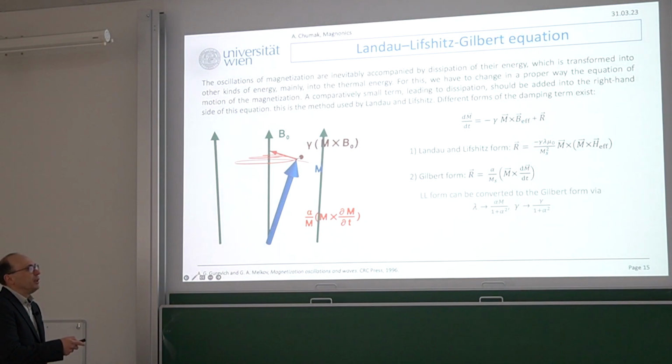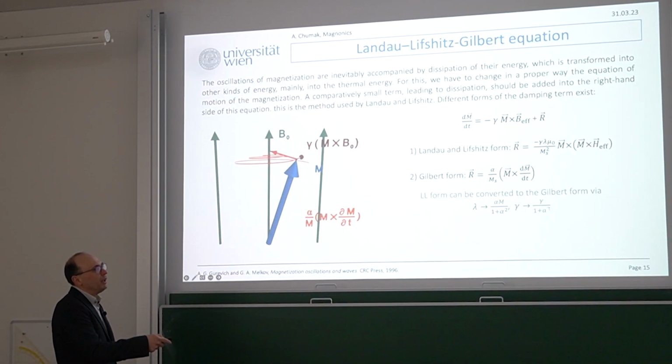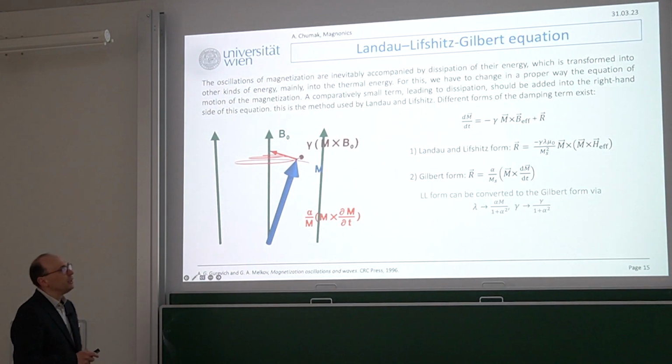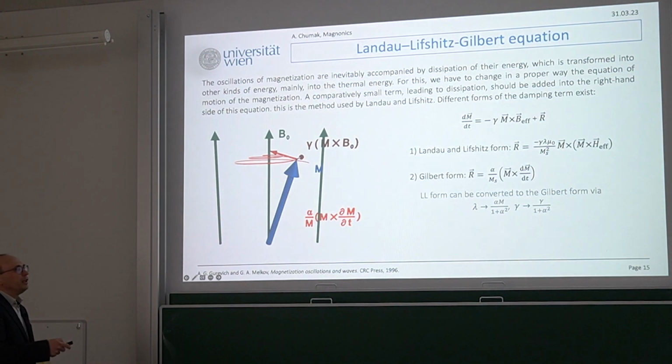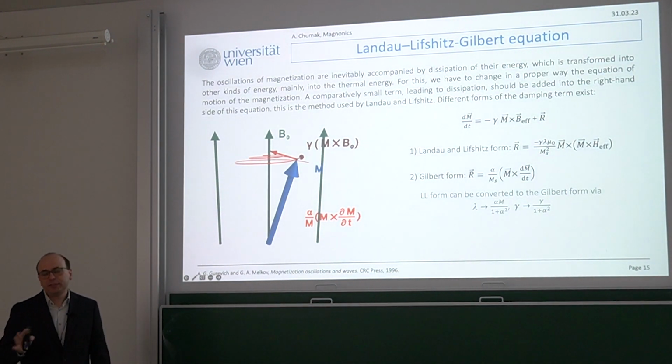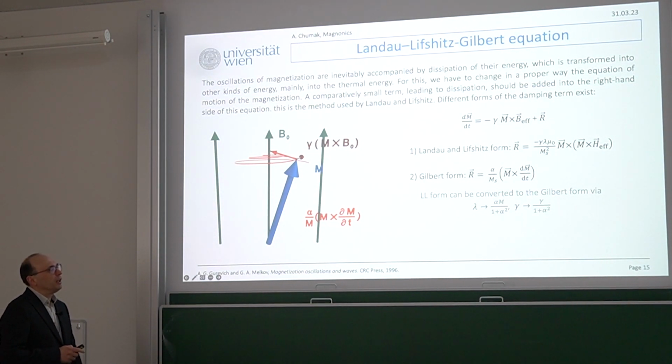But if you do the simplest mathematical substitution, instead of lambda you put alpha times M and this part, and instead of gamma you put gamma normalized by 1 plus alpha squared. If you plug everything into the Landau-Lifshitz form, you will end up with the Gilbert form. So it means that physically it's practically the same. It's just a question of how it is written.